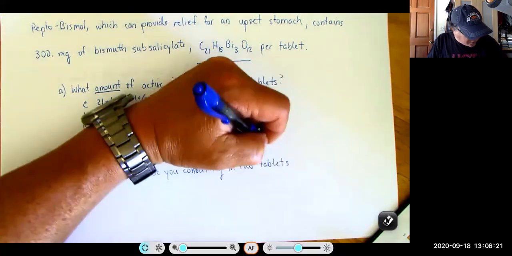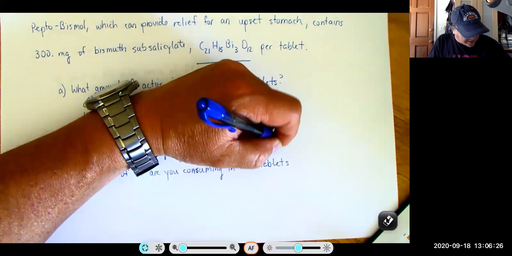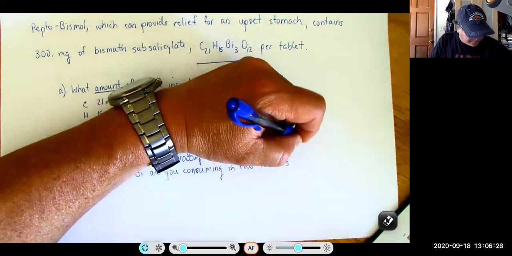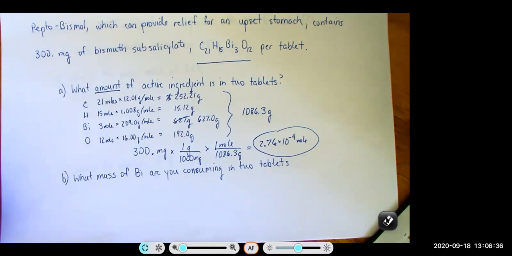We get 2.76 times 10 to the minus 4 mole. Any questions there? Go ahead and turn your mic on and ask away. Yeah, is that a standard when you said amount would be referring to the moles?